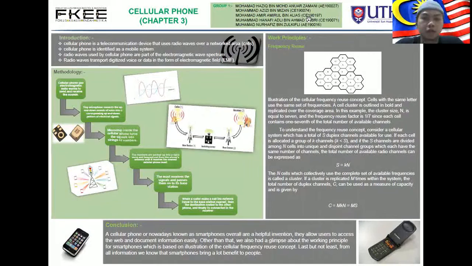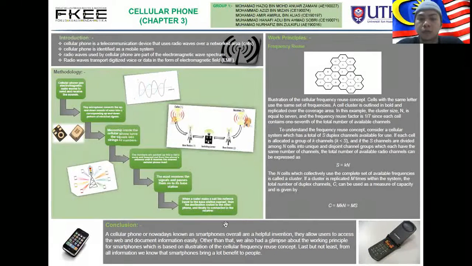As we can see in the infographic, we cover the introduction, methodology, work principles, and conclusion. We use the infographic to explain how this project works. So without wasting any time, I would like to proceed to the content.